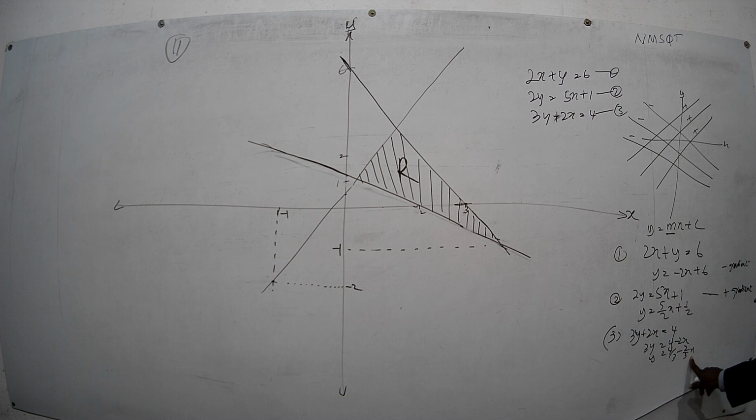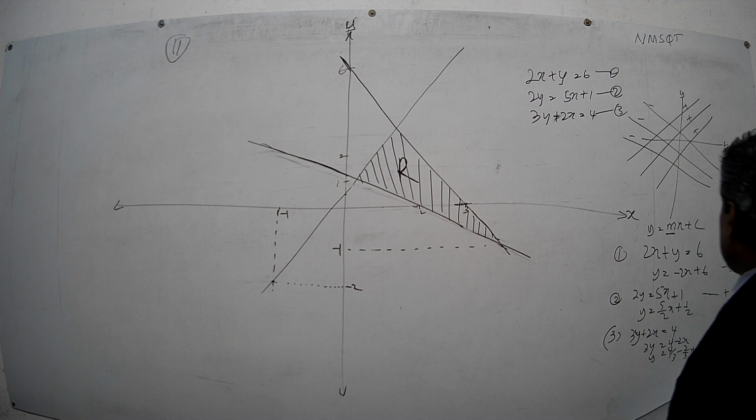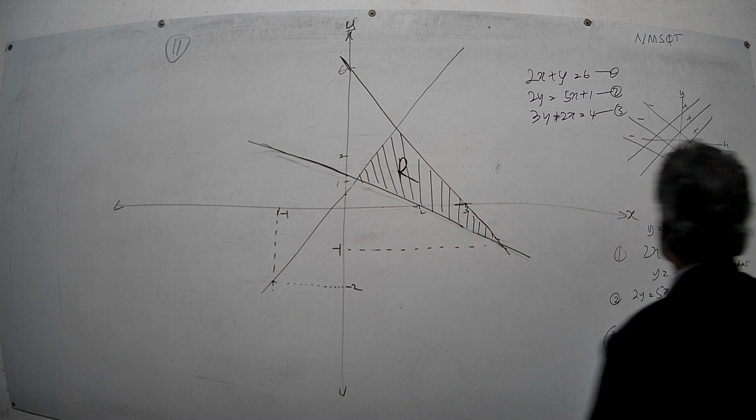The coefficient of x is here, and this is the intercept. The coefficient of x is minus 2 over 3. That is a negative gradient. This is also a negative gradient. Right. Okay. Now by using these properties, I think we can identify the equations.